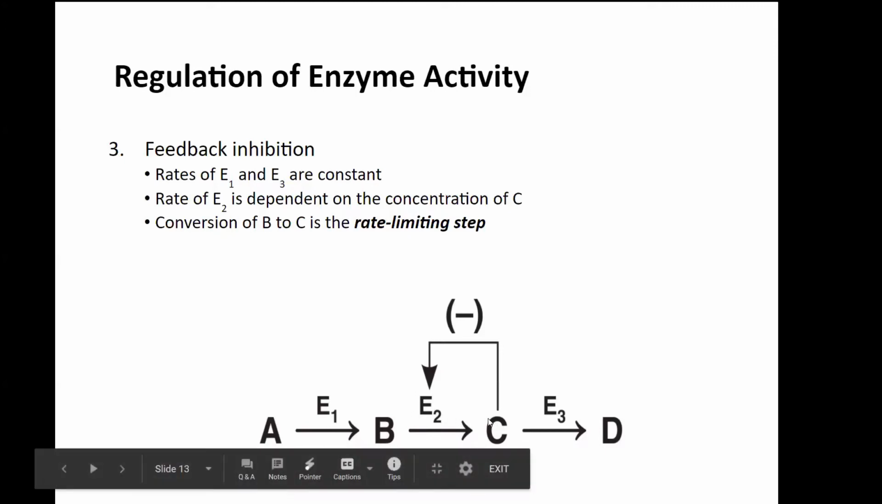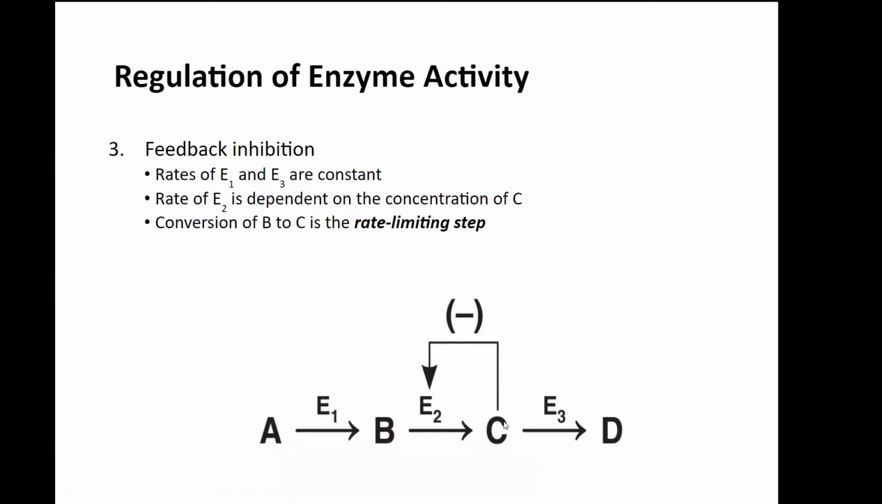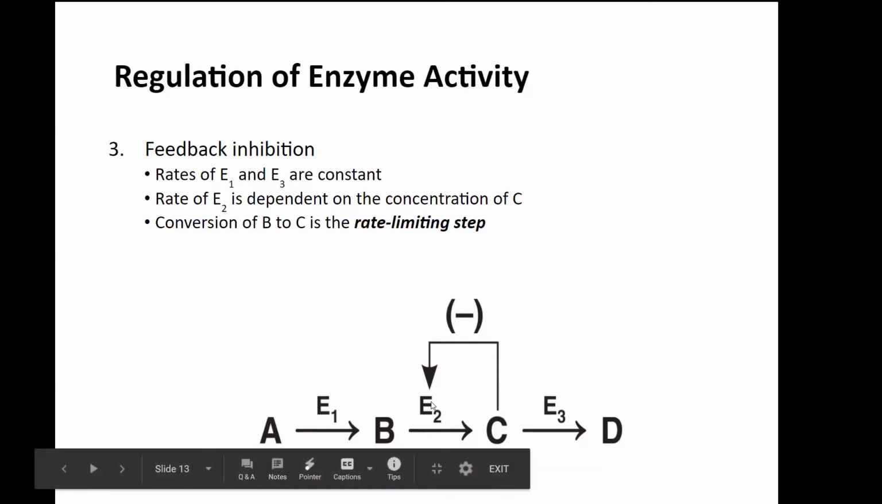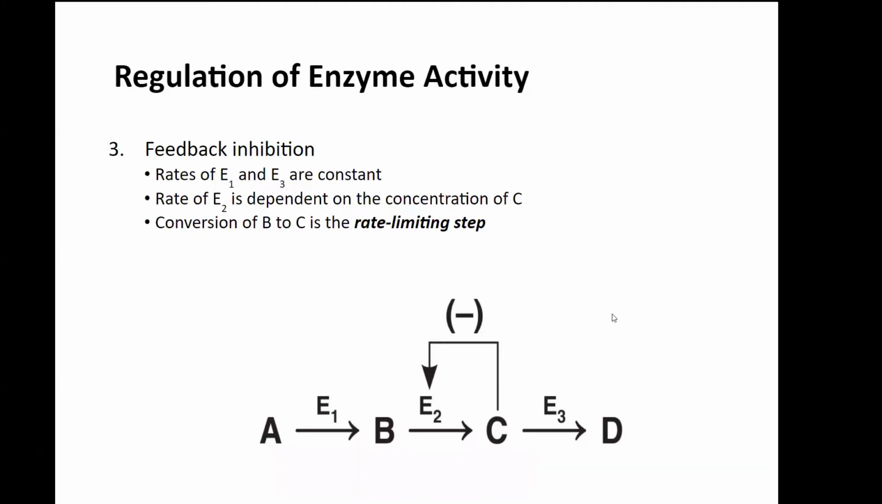So whenever we have a lot of C hanging around, it slows down the step before it because we want to lower the concentration of C. We want to keep the amount of C constant, and we want to keep it constant at the rate that this third enzyme, E3, can run this C to D reaction. We don't want to end up with a buildup of C because that's how we end up with this sort of stop and start, this not steady flow of our overall pathway.